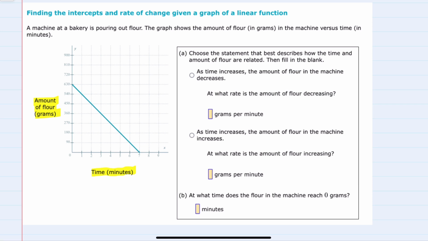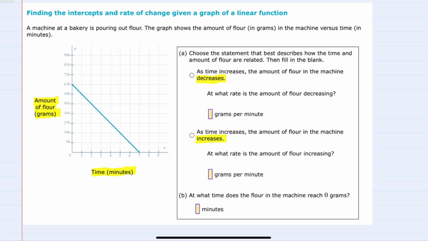A tells us to choose the statement that best describes how the time and amount of flour are related, and then to fill in the blank. The first thing I notice is that in the first option, we're told that as time increases, the amount of flour in the machine decreases, versus the second option, which says that as time increases, the amount of flour in the machine increases.